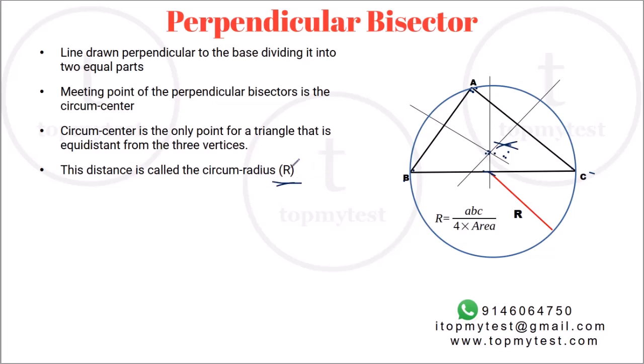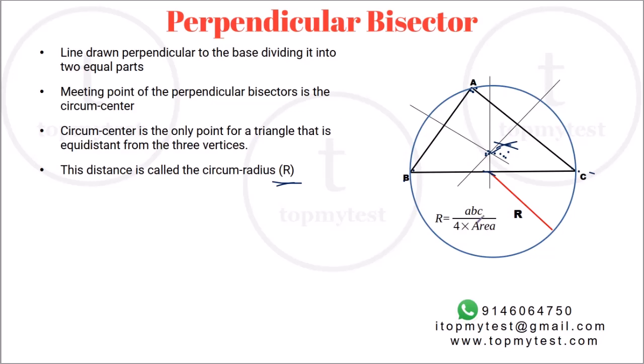Now the reason it's called the circumradius is because using this as a radius, you can draw a circle which will be a unique circle for this triangle and it will pass through all the three corners. This is the only circle which will pass through all the three corners of that particular triangle. There is only one such point which is available for every triangle, right?